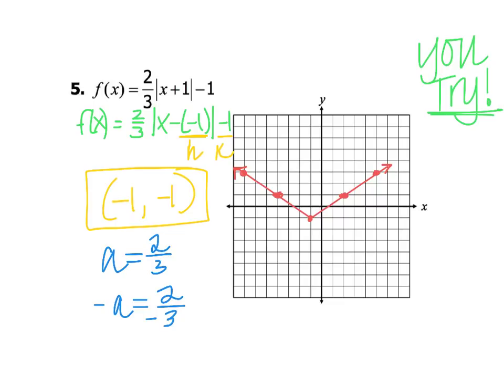All right, so your graph should look something like this. Your vertex should be (-1, -1), and you should have had a slope of up 2 to the right 3 on the right side, and on the left side, you should have gone up 2 to the left 3.